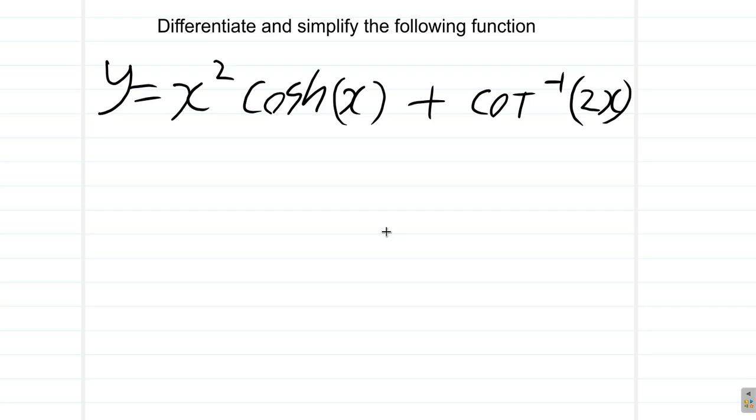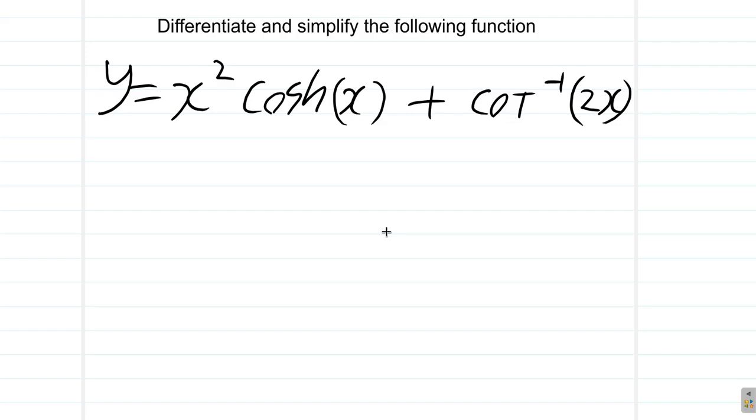We have y equals x squared hyperbolic cosine of x plus cotangent inverse of 2x. And we are asked to differentiate and simplify this function. I'm going to ask you to pause the video and try to work it out.